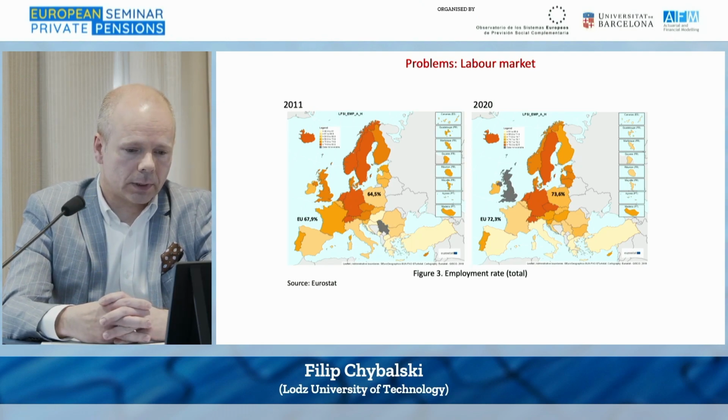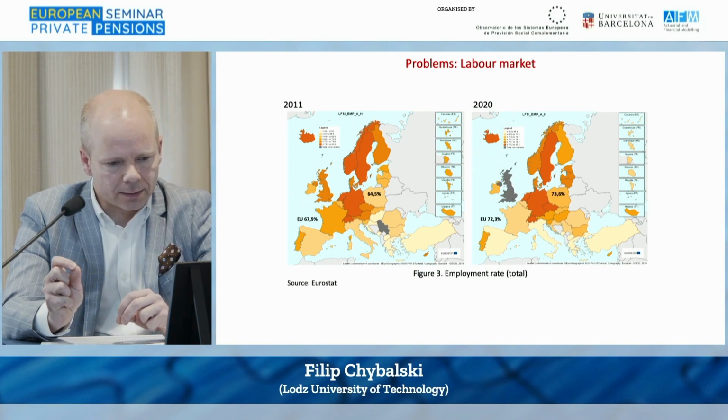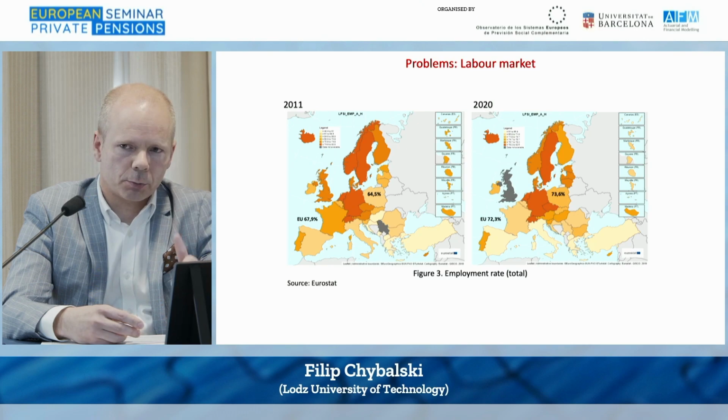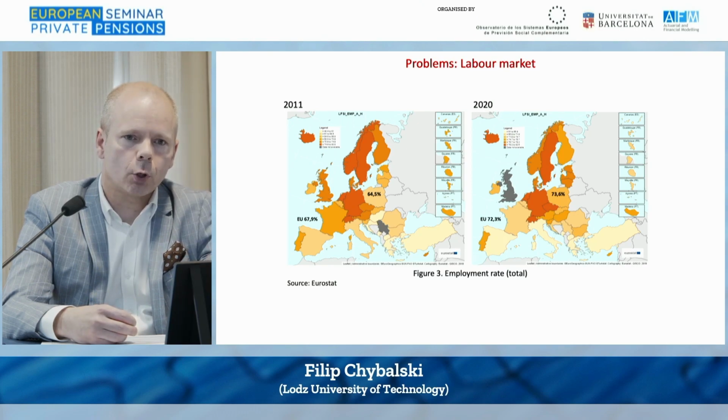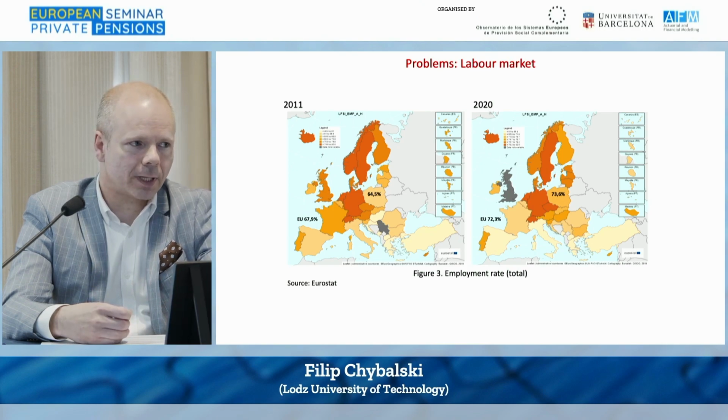So, for example, employment rate total in Poland is now over 73%, and it's a bit greater than European Union average. However, when we compare our situation to Scandinavia, to Germany, it is not so good. The Polish government is very proud of a very low unemployment rate in Poland. However, with reference to a pension system, we should use employment rate. Employment rate is crucial, not unemployment rate.